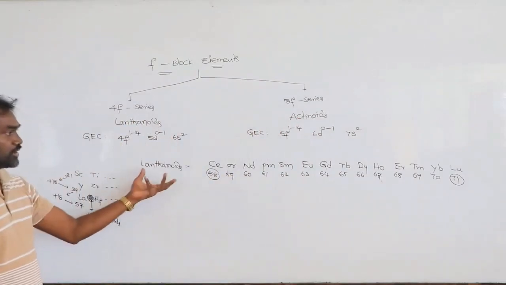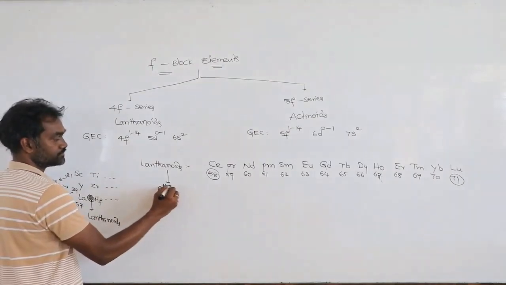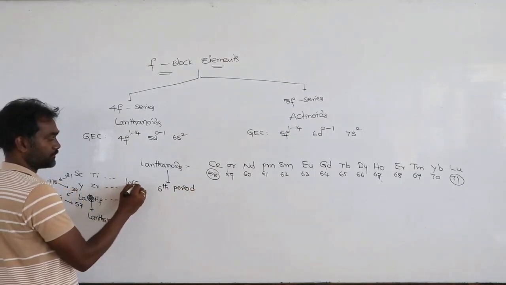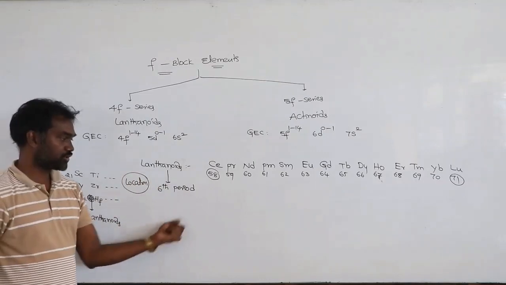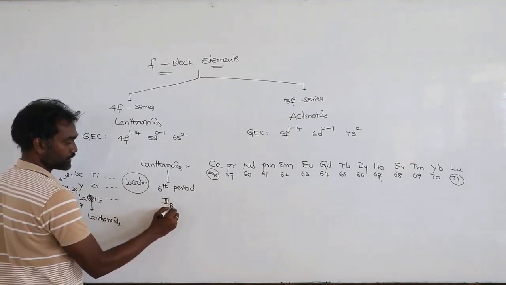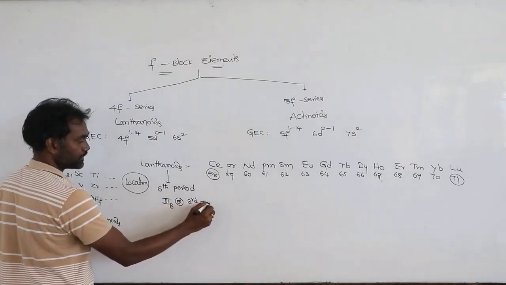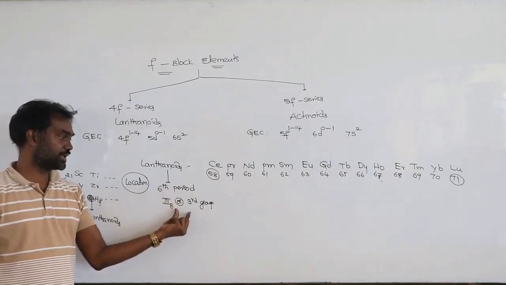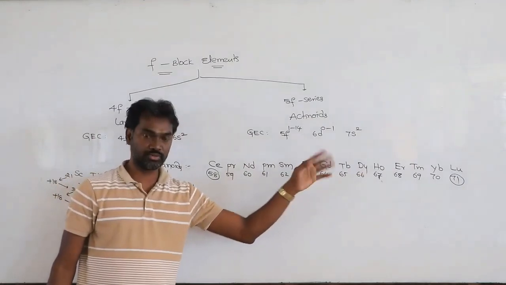So where is this location? These are in the sixth period. As for the group, they are taken as 3B, otherwise the third group. Every point is important for your entrance exam: sixth period, third group, and also from which atomic number to which atomic number.